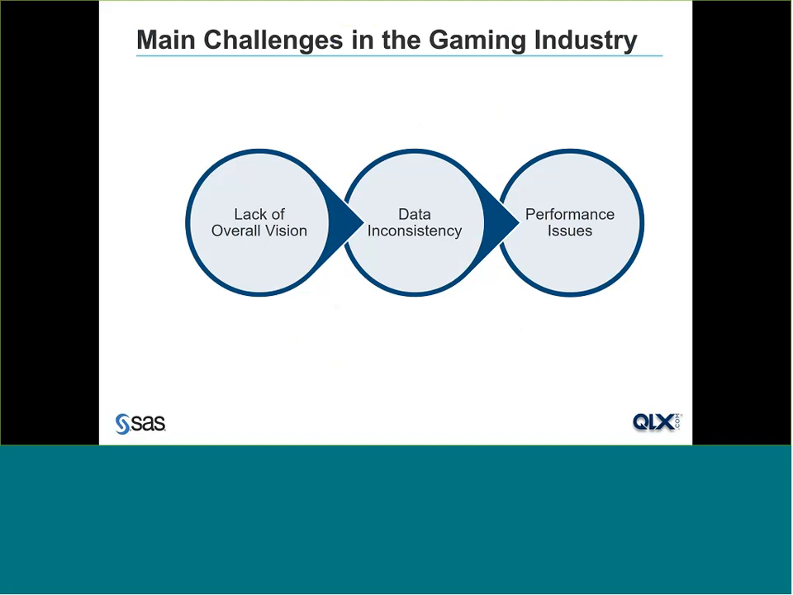Then you run into a very famous issue, data inconsistency. We all have duplicate records, non-standard data representation, unknown data types, just data quality issues overall. And of course, these two challenges will end up taking you to the performance issues. We all know that we have the data, but it's dispersed all over the place. And we're not only talking about gaming data, but transactional and operational data as well.